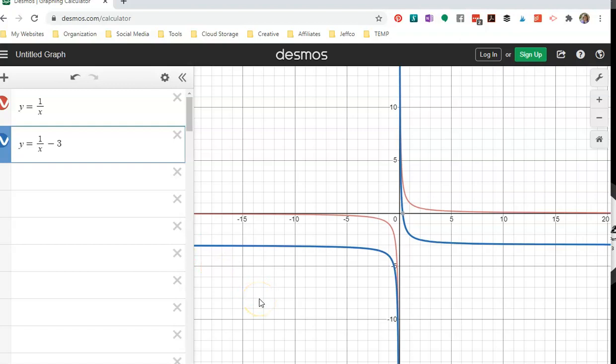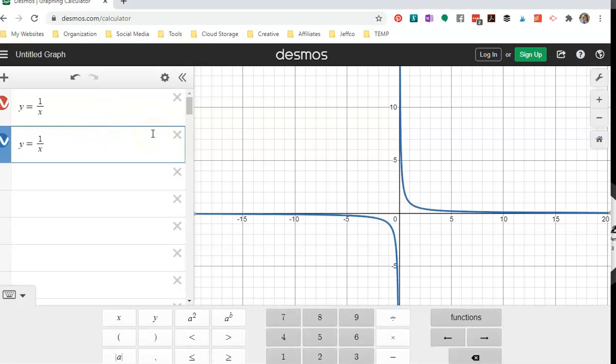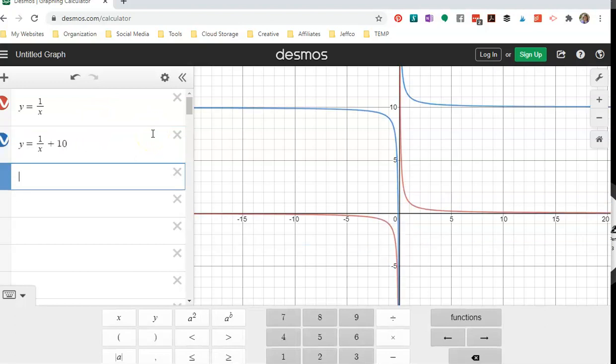And you can keep playing around with this. If you have Desmos open, just play around. Keep adding different numbers to the bottom. Every time you add a positive number, and again, you're leaving that 1 over x the same, you're adding or subtracting a constant at the end. It's going to move it up and down, and you can just shift it around and see what happens if you change that number. There I added 10, so it moved the whole thing up 10 for that blue graph.